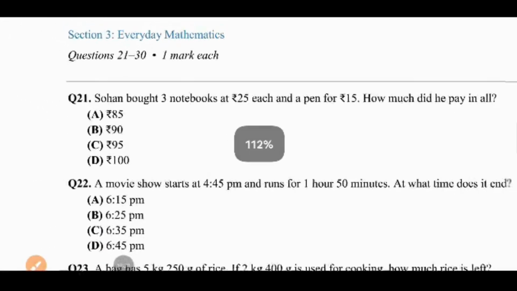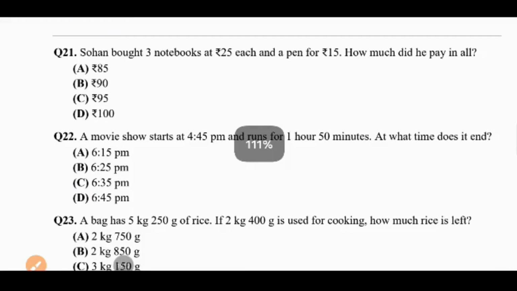Question number 21 says, Sohan bought three notebooks at 25 each and a pen for rupees 15. How much did he pay in all? This is a question based on multiplication and addition. If you know, please start solving.